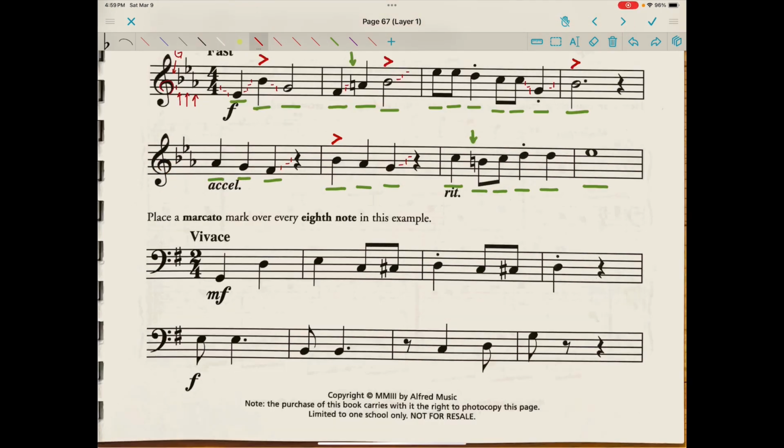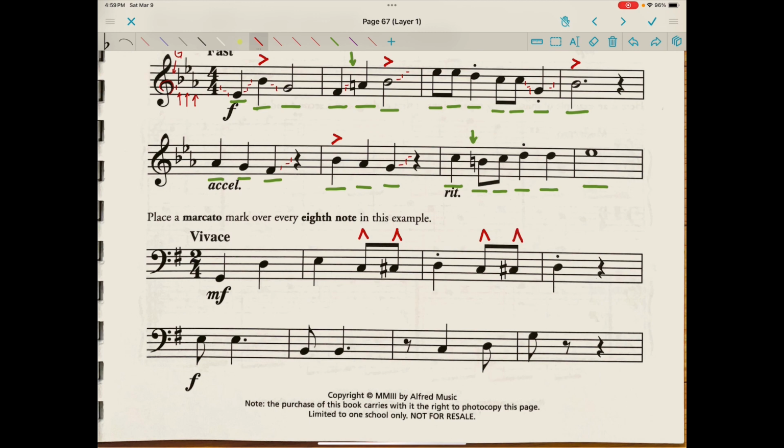Place a marcato mark over every eighth note in this example. So remember, an eighth note will be a filled-in note head with a stem and a flag or a single beam. So here's our first eighth note right here. And we'll just put a marcato mark on that. And then we need another marcato mark on this note. It's also an eighth note. And then we need a marcato mark on this eighth note and this eighth note.